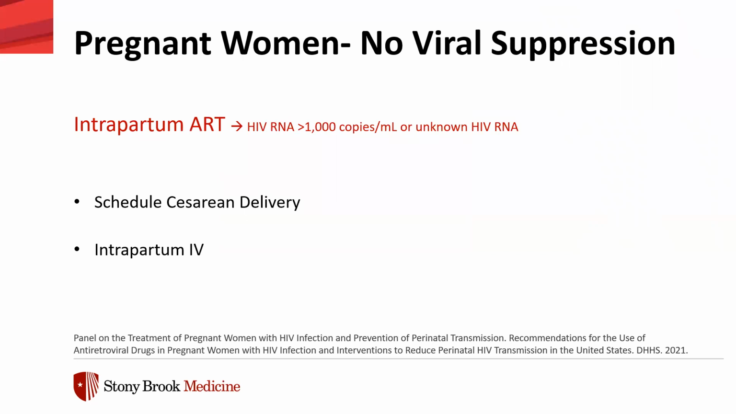Now, what if we have a pregnant woman presenting who does not have viral suppression? So her RNA load is greater than 1,000 copies per milliliter, or her status of her RNA levels is unknown, and we have some assumptions that she is non-adherent to her regimen. Guidelines recommend to schedule a C-section, and there is actually an intrapartum intravenous medication that we can recommend for this specific population. Does anyone know what that medication is?